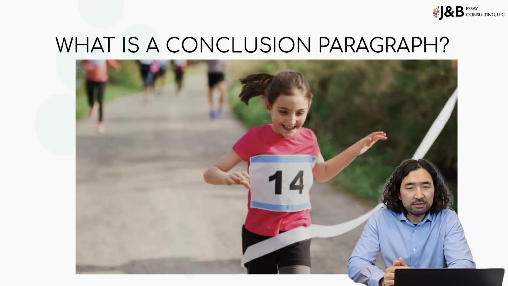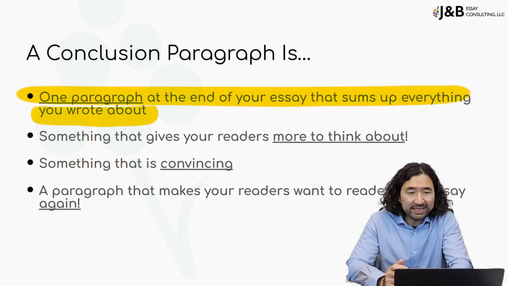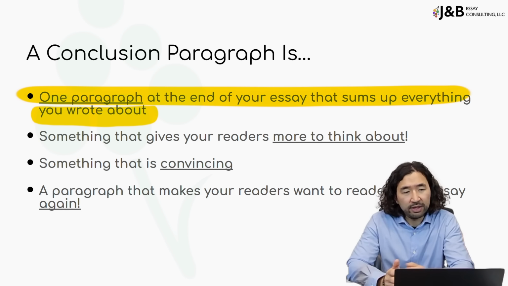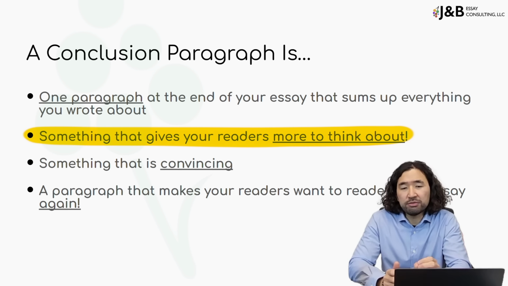All right, so what is a conclusion paragraph? It's one paragraph. Remember, a paragraph consists of 5 to 8 sentences, right? Roughly speaking. On average, I would say 8 sentences, but it depends on your teacher. The conclusion paragraph is the last paragraph of your essay or paper, and its main purpose is to conclude your essay. It sums up everything you wrote about previously, right? Something that gives your readers more to think about.